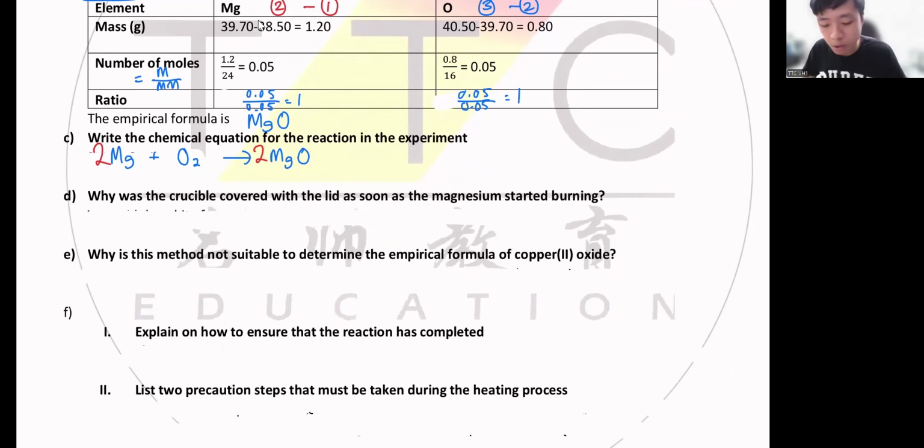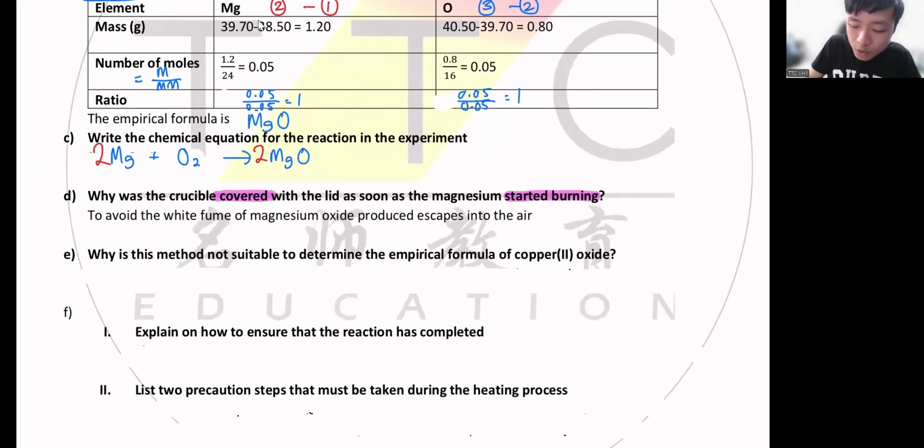Then why was the crucible covered with the lid as soon as the magnesium started burning? Okay, very good, Xingyu. They ask why you have to cover it when it starts burning? Cover because you don't want the white film inside coming out.